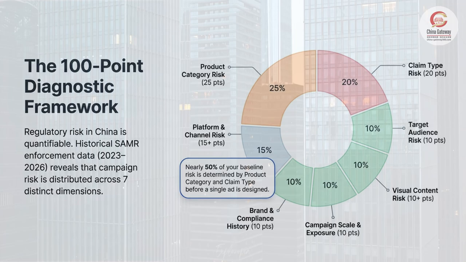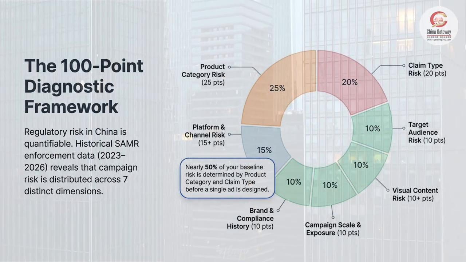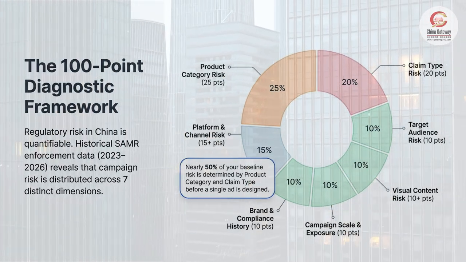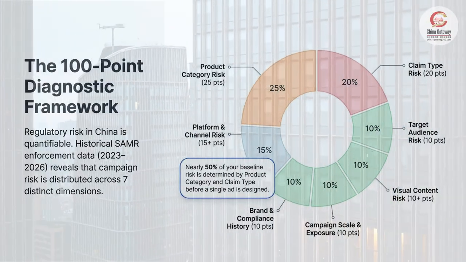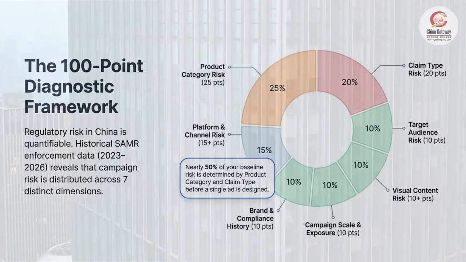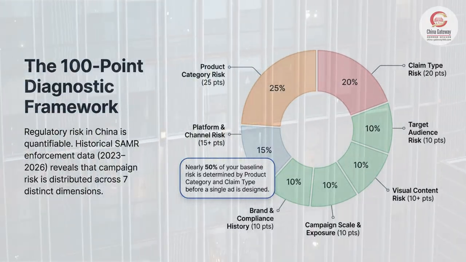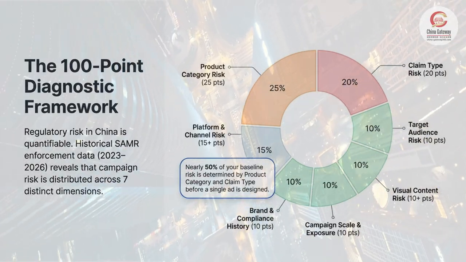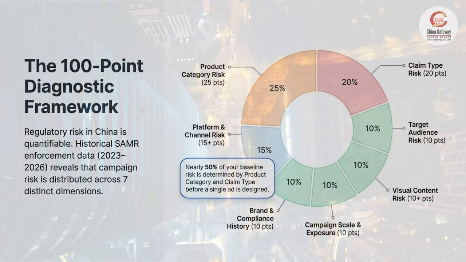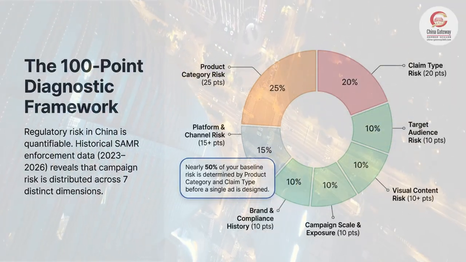Now, the really good news here is that regulatory risk in China isn't some unsolvable mystery. It's actually entirely quantifiable. Based on historical enforcement data from the State Administration for Market Regulation, we know exactly how campaign risk is distributed across these 7 specific dimensions. But I really want you to focus on the weight distribution here. Look at this. Nearly 50% of your baseline risk is driven by just 2 factors, your product category and your claim type. So what does this actually mean for your strategy?